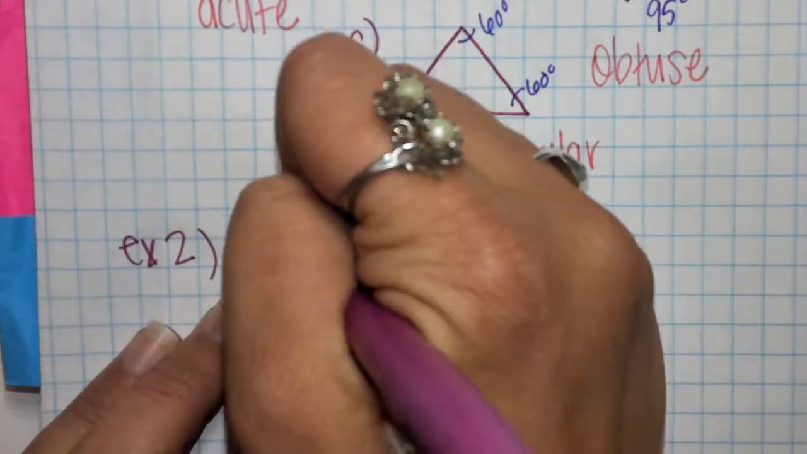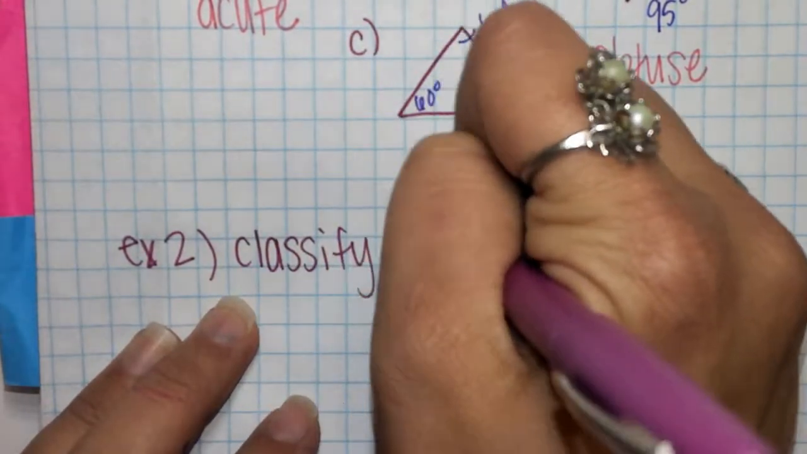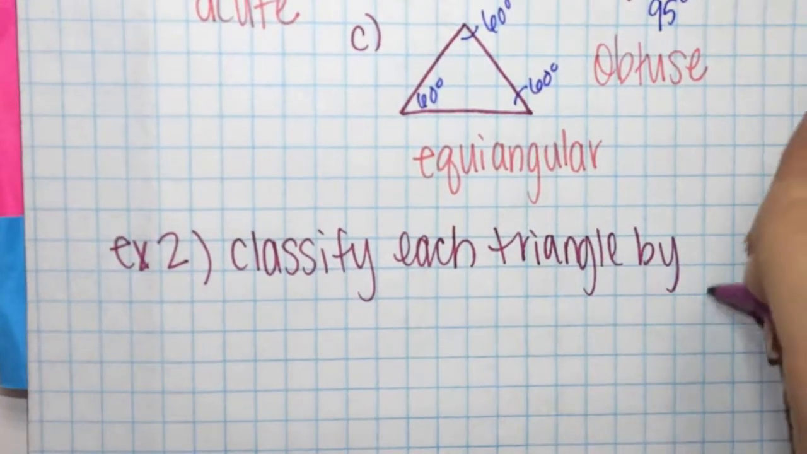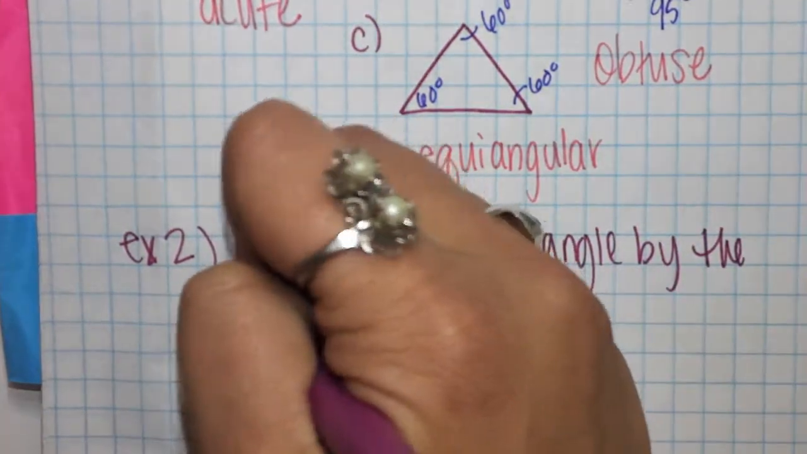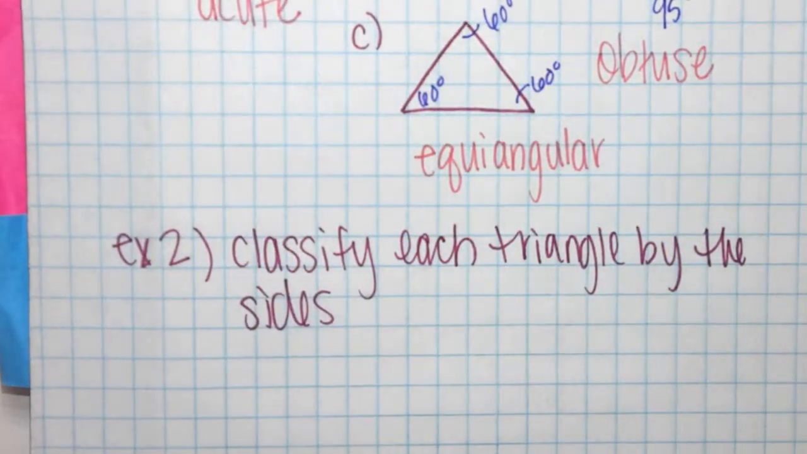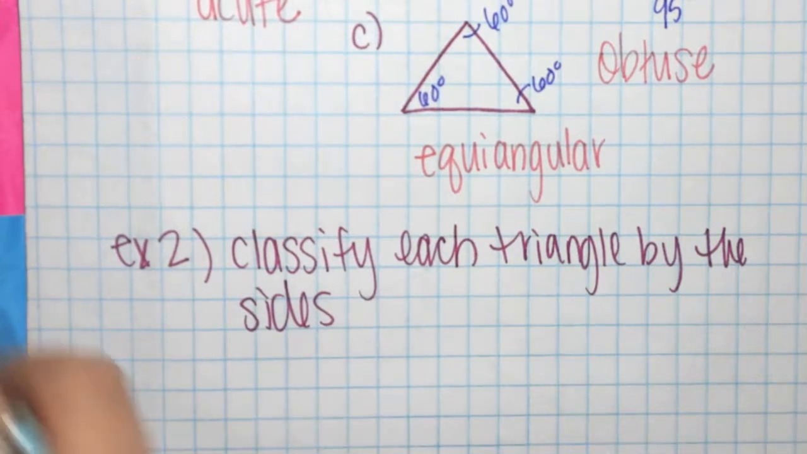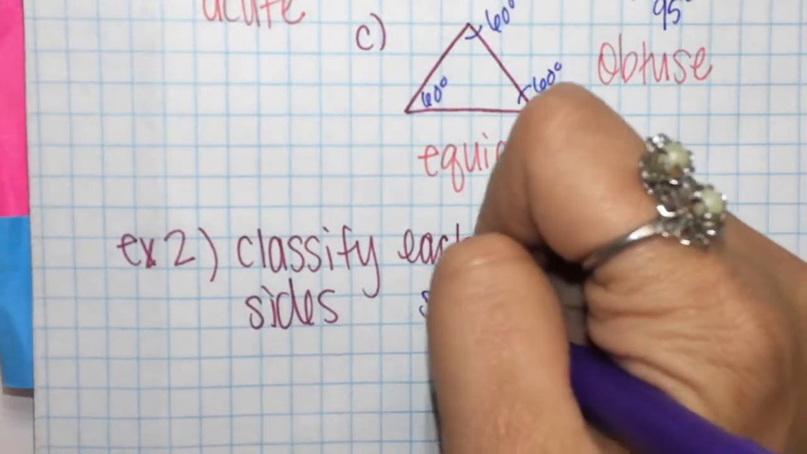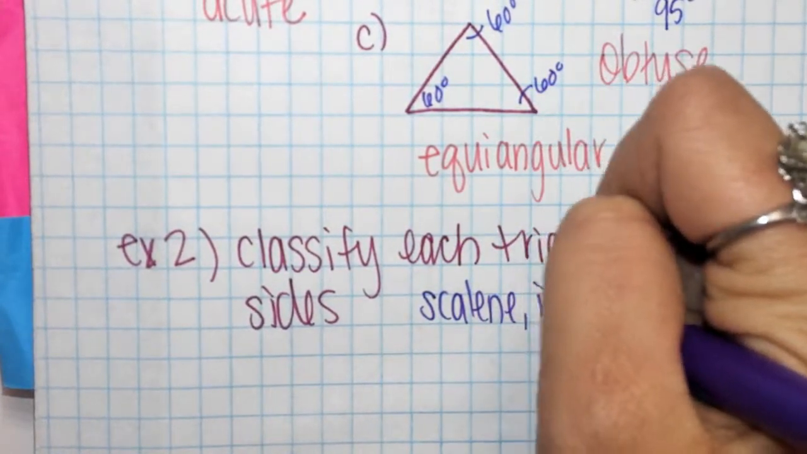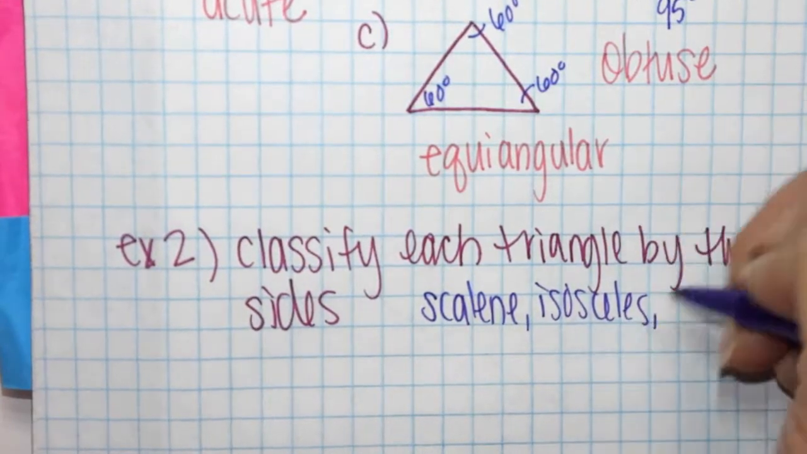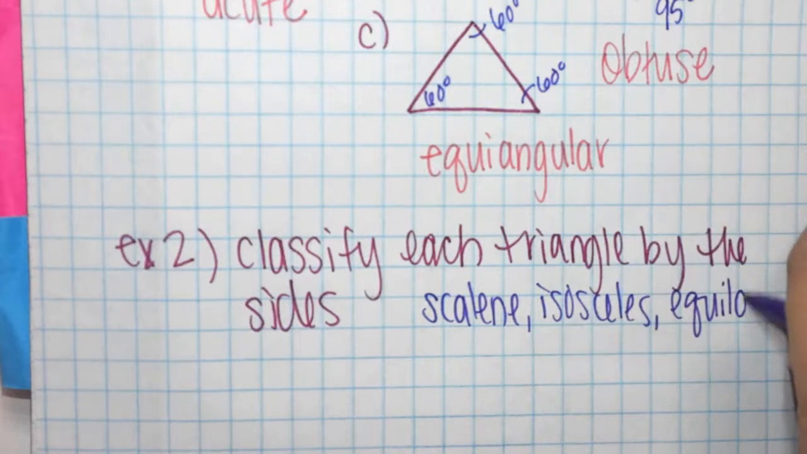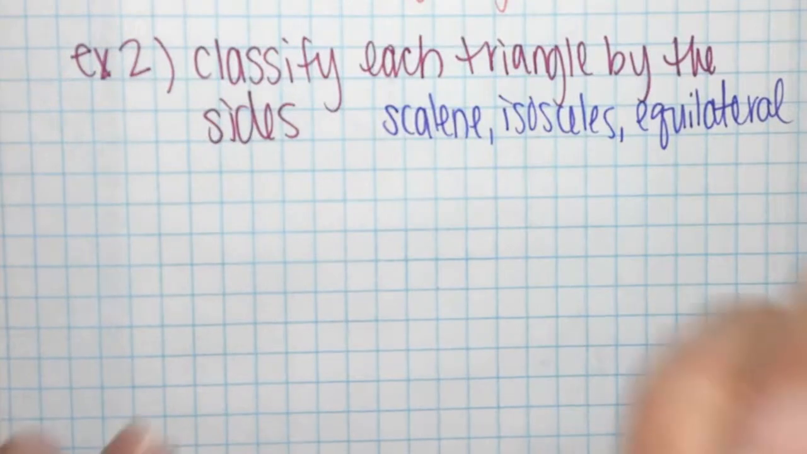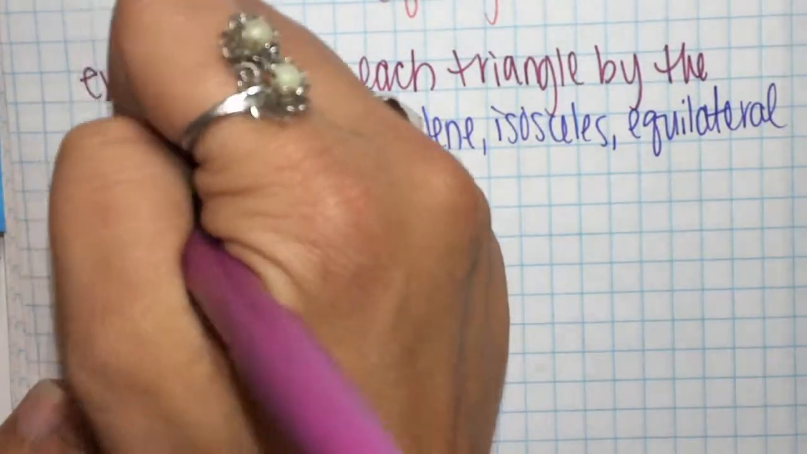Example 2. Classify each triangle by the sides. So this time, instead of acute, obtuse, right, or equiangular, what are we going to use? What did we just write down? Flip the paper over. Scalene, isosceles, or equilateral. Good. Take a point. So those are the ones that we're going to use this time. For our first problem, problem A.